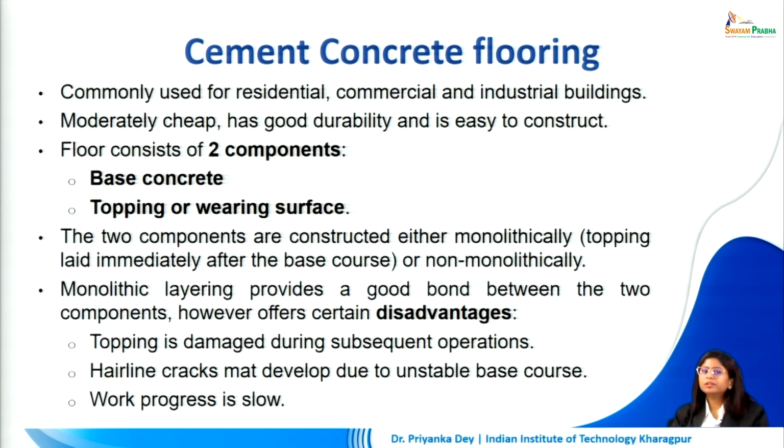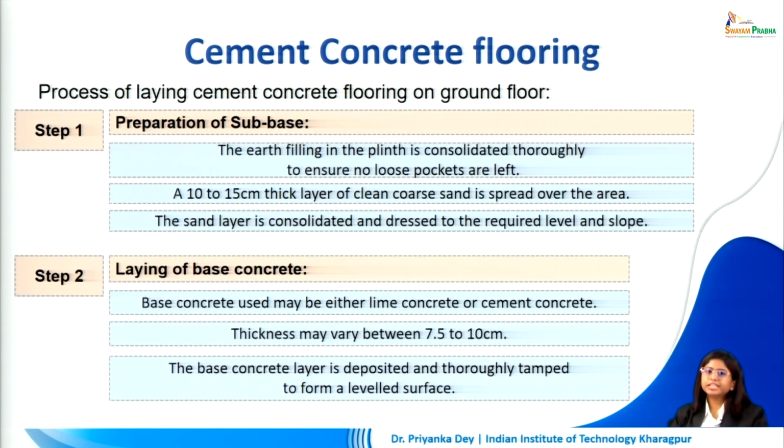Now, the monolithic layering provides a good bond between the 2 components, and it offers certain disadvantages of course, which is that the topping is damaged during subsequent operations, hairline cracks may develop if there is instability in the base course, and the work process is also going to be slower. Step 1 of creating is that we make the base or the sub base. First of all, the earth filling in the plane is consolidated thoroughly to ensure no loose pockets are left. A 10 to 15 centimeter thick layer of clean coarse sand is spread over the area. Then the sand layer is consolidated and dressed to a desired level or slope.